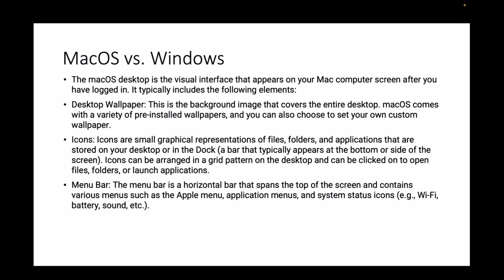Icons. The icons are a small graphical representation of files, folders, and applications that are stored on your desktop or in the dock, a bar that typically appears at the bottom or side of the screen. Icons can be arranged in a grid pattern on the desktop and can be clicked on to open files, folders, or launch applications.